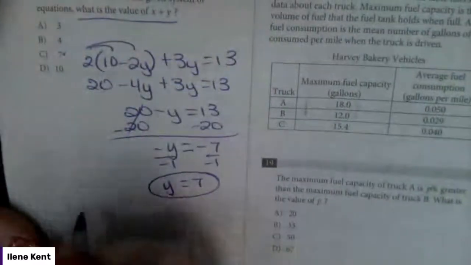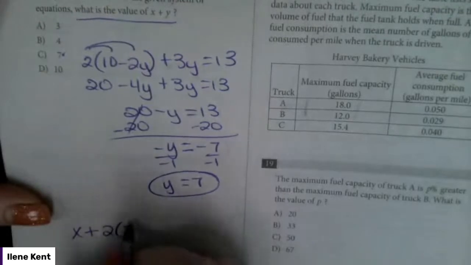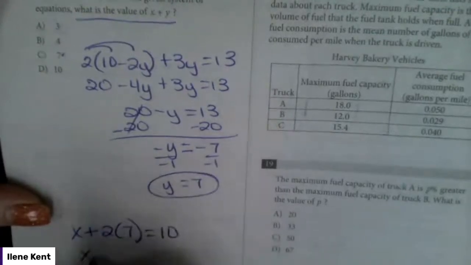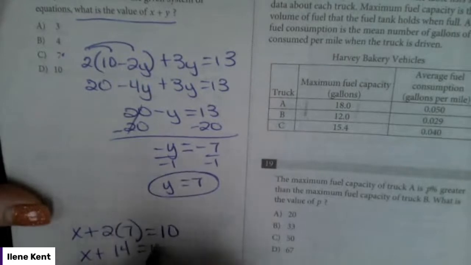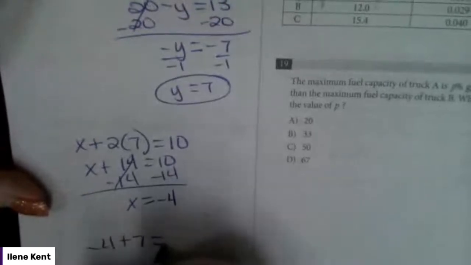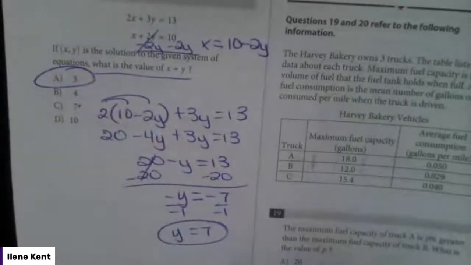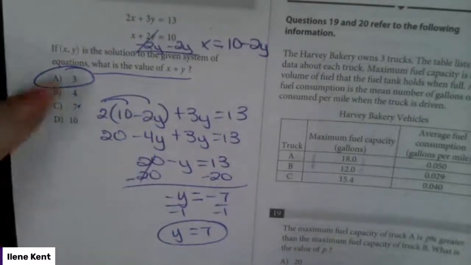So let's keep going. Our top equation was x plus 2y equals 10. So x plus 14 is 10, meaning x is -4. And they want me to add them. So -4 plus 7 is 3. So there is my answer, A. Be really careful with these. Read them very carefully so you don't accidentally choose the difference.